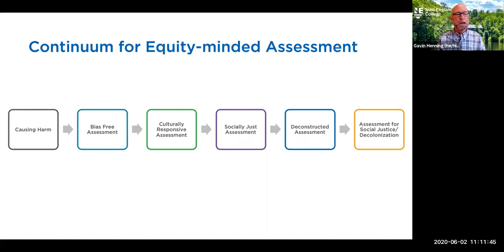But the whole point is to move our assessment processes from the point of stopping causing harm, so thinking about how we stop perpetuating systems of power and oppression, moving towards bias-free assessment, then thinking about how we do assessment in a socially just manner, but then also how we use assessment as a field, as a vehicle for social justice and decolonization.